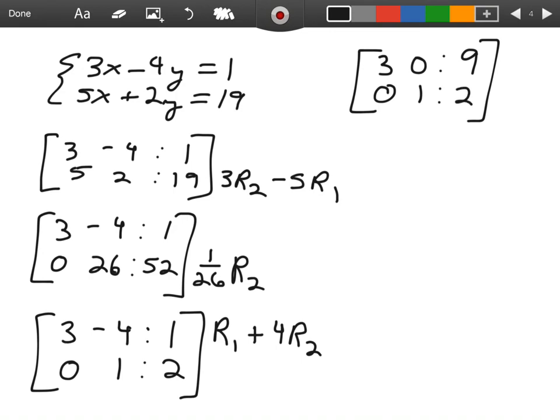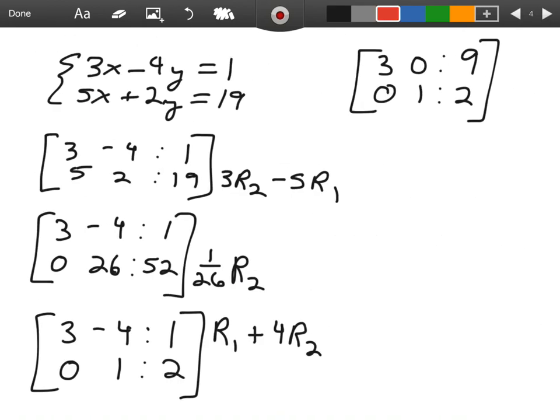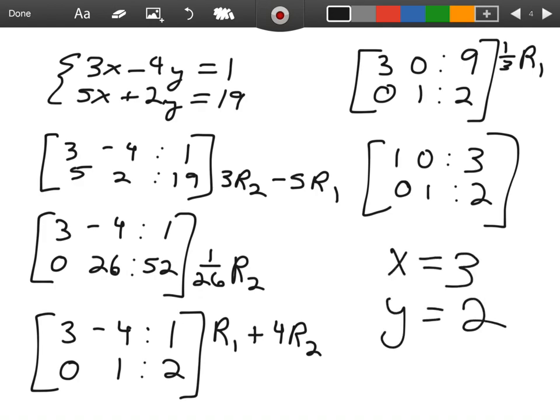And then my very last step for row reduced echelon form is I need a 1 in that position there. And I have a 3. So I'm going to divide everything in row 1 by 3, which gives me 1, 0, 3, 0, 1, 2. So straight from there, we can see that the solution is x equal to 3, y equal to 2.